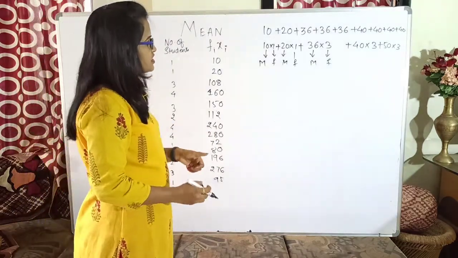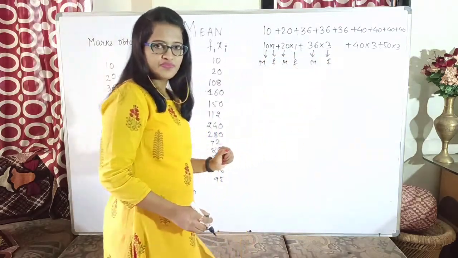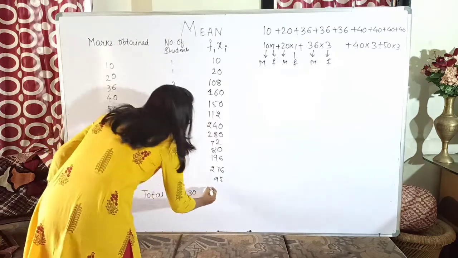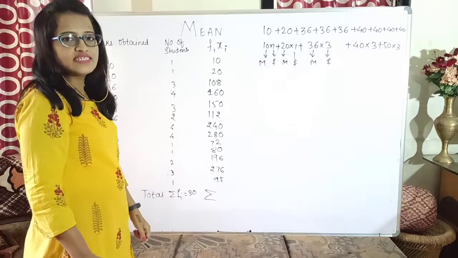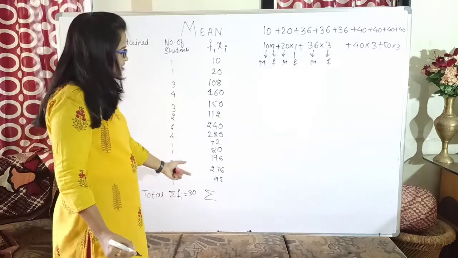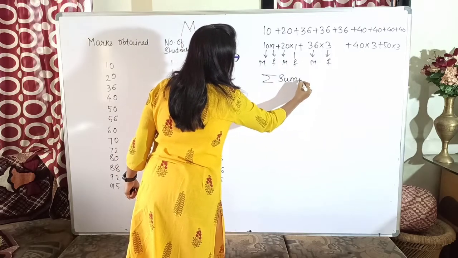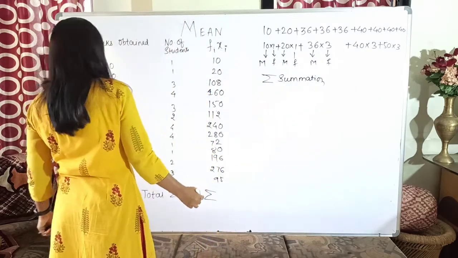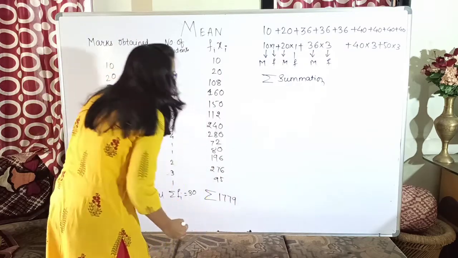Okay, what is our next step? What we were doing, we were adding all these multiplications, isn't it? It means whatever values I have got here, I have to add them. For addition, we usually use the sign summation. The sign sigma is nothing but the sign for summation or sum. And if you add all the values here, the total is 1779.